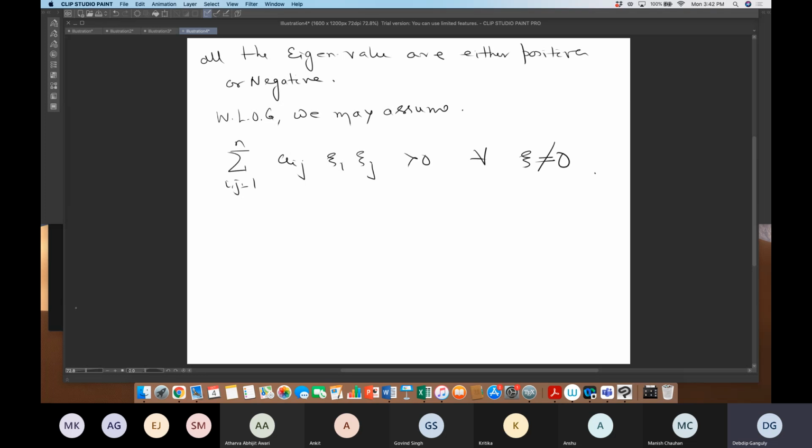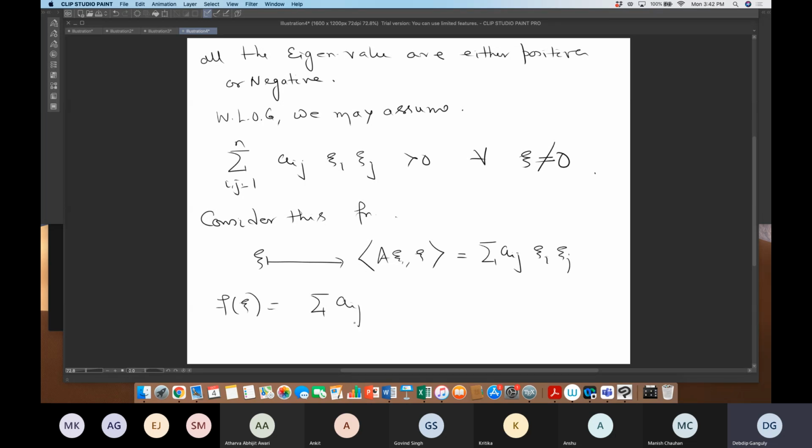Then consider this function, xi going to A xi xi, the inner product, that is, the summation of Aij xi_i xi_j. So define a function f of xi given by the summation of Aij, where A is a fixed matrix, times xi_i xi_j.